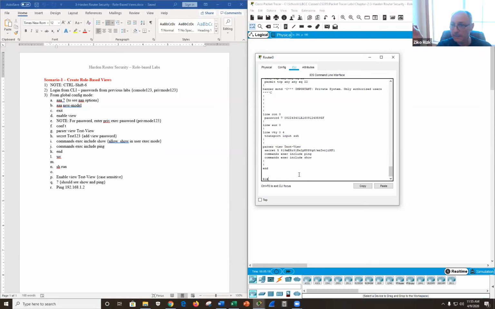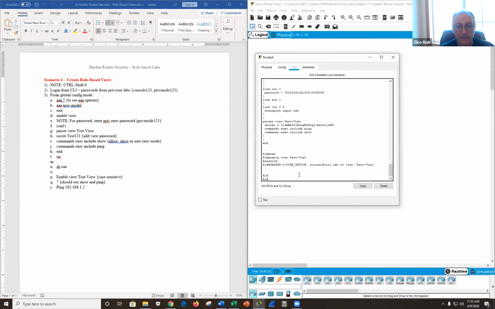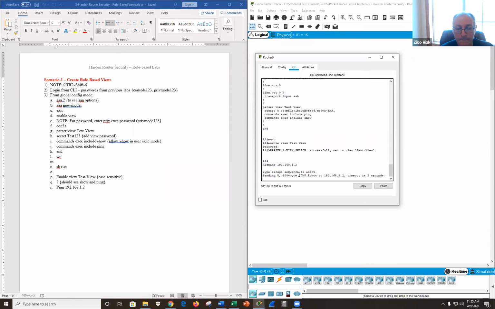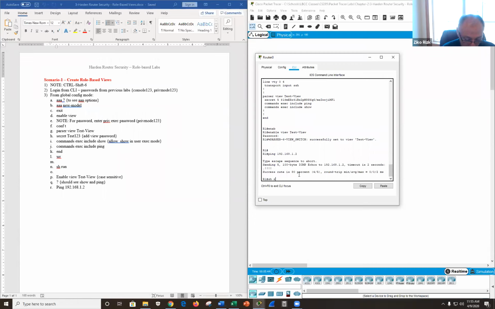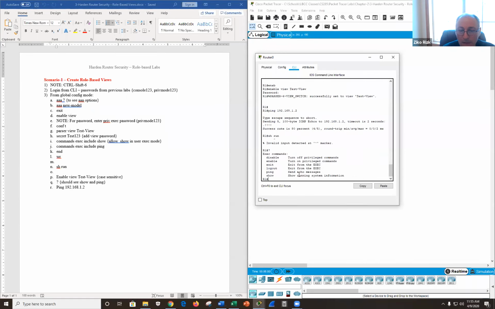Do you guys remember enable privilege level? Similar, enable view test view. It's gonna prompt me for a password, which is test 1, 2, 3. And let me see if I can do anything else. I can ping, that should work. Good, I should be able to show run. Nope, hold on, ping and show. I have ping and I have show. Show run.